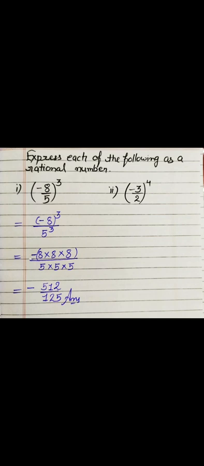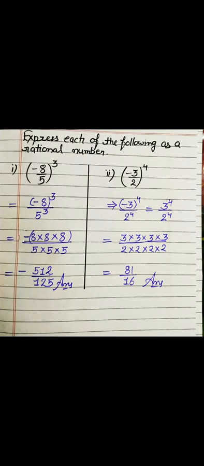As in the second one, we are having minus 3 upon 2 to the whole power 4, and this 4 is even, that means our answer will be positive. Now that means there is no need to write this minus sign. It can be written as 3 to the power 4 upon 2 to the power 4. As the power is 4, we can write this number up to 4 times. Then after multiplication we will get the answer 81 upon 16.